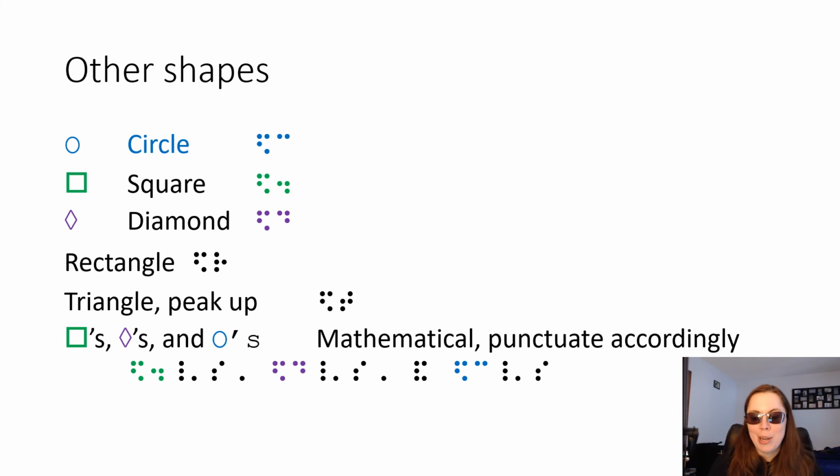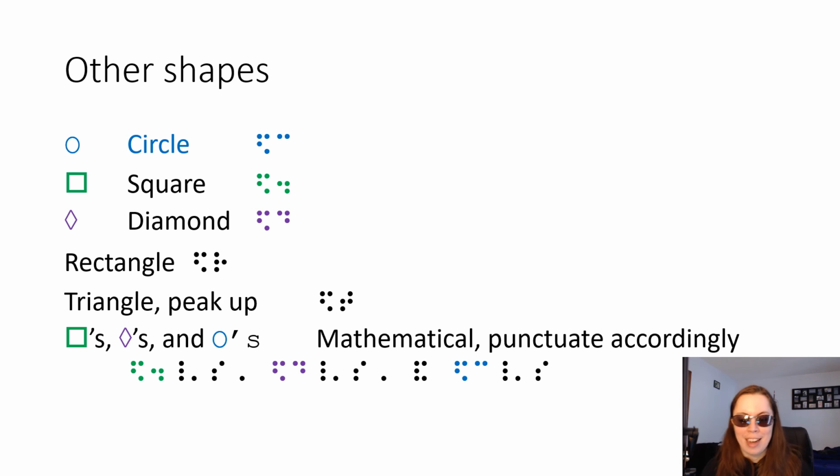The shape indicator can be used for other shapes as well. The shape indicator C is how we draw a circle, just a simple circle in Braille. Note that's different than a hollow dot. This is a geometry circle. Shape indicator and the number 4 is how we make a square. Shape indicator D for diamond, shape indicator R for rectangle, shape indicator T for a standard triangle, that's like a pointy side up one. And in math, you could punctuate those accordingly.